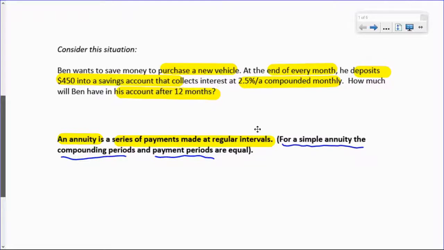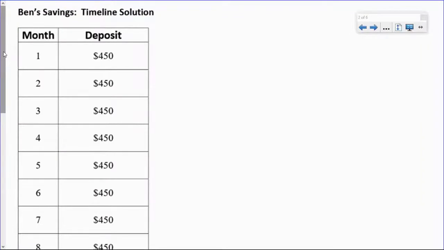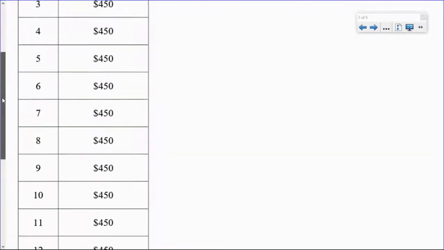So let's revisit this problem with Ben. How do we figure out how much Ben will have after 12 months? One way to do it is $450 times 12, but that doesn't take into account the interest. And the interest is kind of complicated. Every month there's a different amount of money in his savings account, so a different amount of interest is collected. So one rather painful way to look at this problem would be to look at every single month on its own.